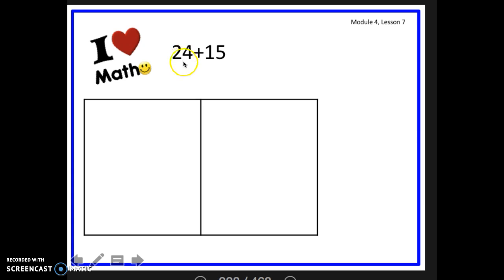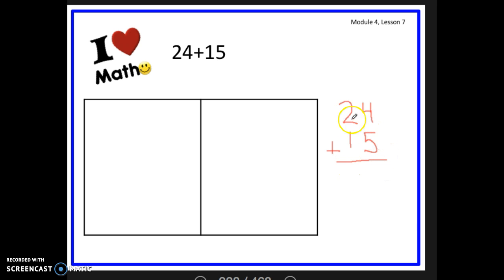So I have right here 24 plus 15. When you see it written this way, this is the horizontal way. We're going to write it the vertical way. How to do that is you take that first number, 24, and you just write it down. Then you take the 15 and you write it directly underneath it. So my 10s are going to line up, my 1s are going to line up. Perfect. Then you put a line underneath that, and I write a plus sign in front of the 15.